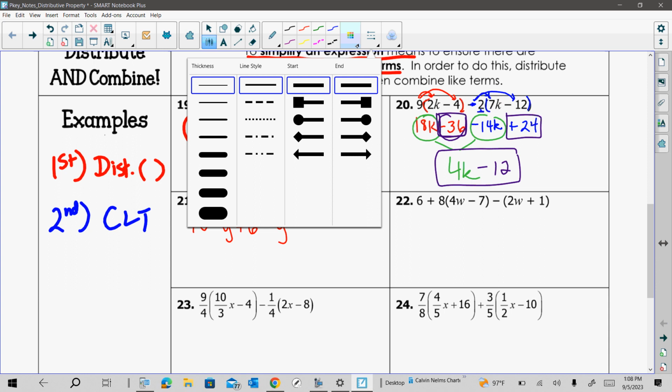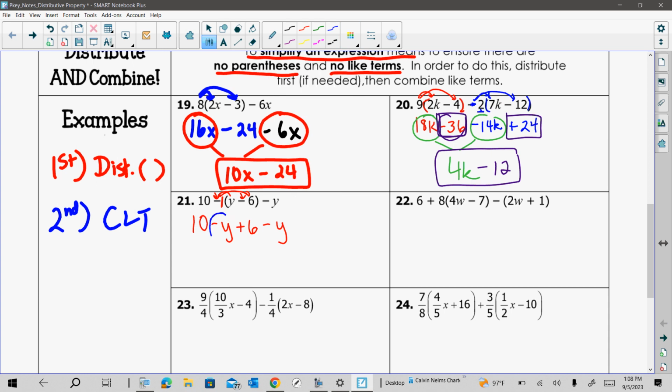Combine like terms. Add the y's. So circle the minus y and minus y. What does that give me combined? -2y. Then add your constants, the 10 and the 6. So we have -2y plus 16.